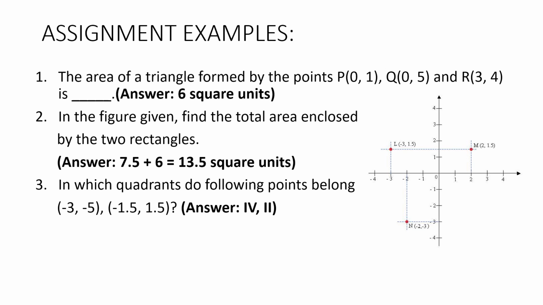In the given figure, find the total area enclosed by the two rectangles. You can see there are two rectangles. So, how will you find the area? Area of a rectangle is length into breadth. So find the area for both the rectangles and then sum it. So the total area is 13.5 square units.